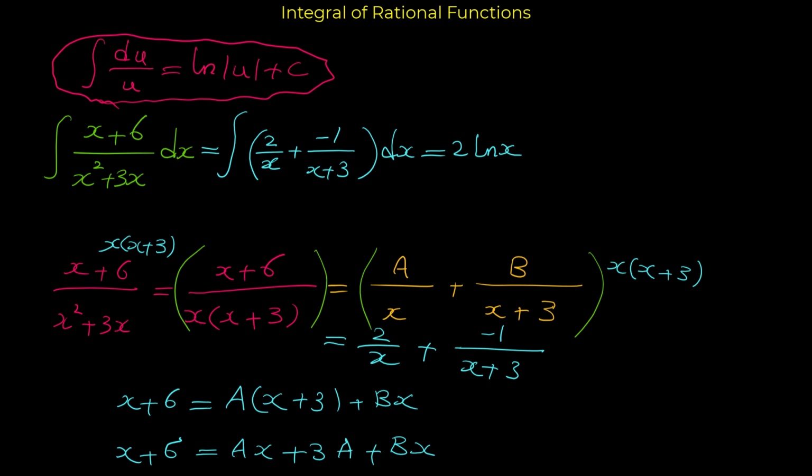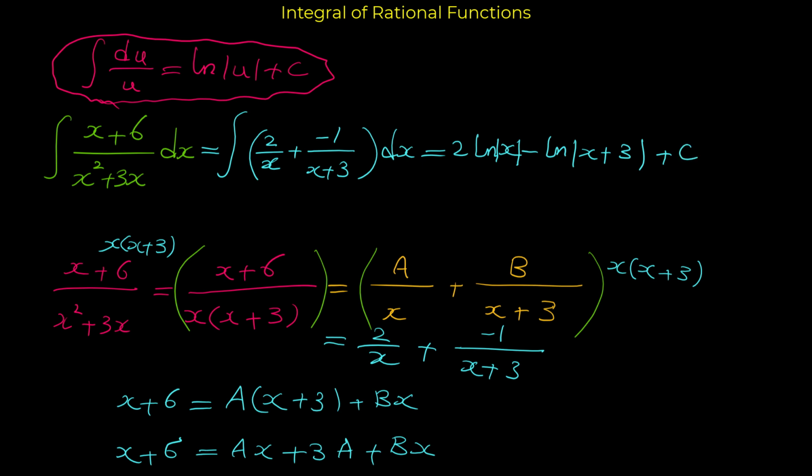So similar to 2 over x, whose integral was 2 ln of x, for -1 over x plus 3 the integral is negative. Why do we have to put negative? Because we have a -1 in the numerator, so we have negative ln of x plus 3. And if you want, you can put absolute value for x and for x plus 3. It's better to put absolute value here and for x plus 3. And don't forget to put the constant at the end.